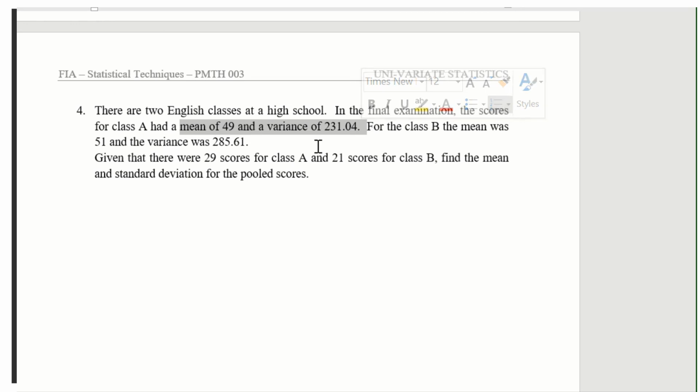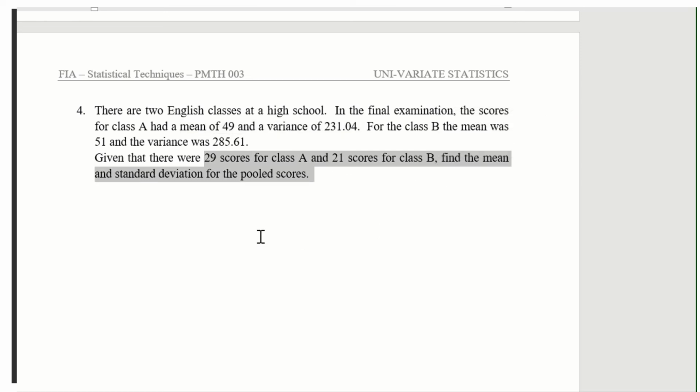So whenever you see a variance, if you want, you can change it to standard deviation. No problem. Okay, and 51 had a variance of this. Given that there were 29 scores in A and 21, they are giving you the N. So whenever you have something pooled, it means combined scores, all right?